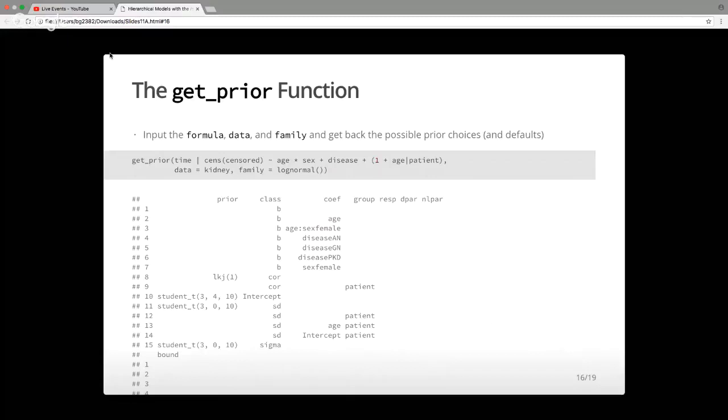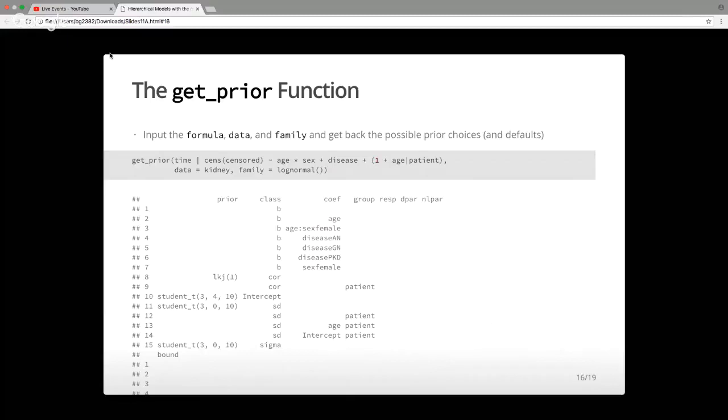So we have priors on the coefficient on age, the interaction between age and female, the disease is a categorical variable, etc. Main effects for gender. Those are all going to be by default improper, so there's nothing there. There's a 2x2 correlation matrix on how these vary from one patient to the next. That's LKJ with a shape of 1, so that is going to be uniform. Then the standard deviations on these sorts of things.